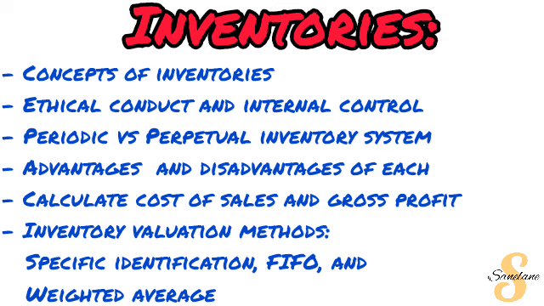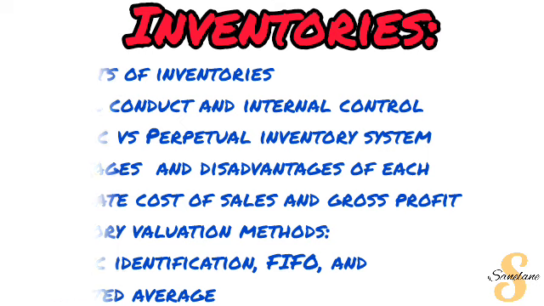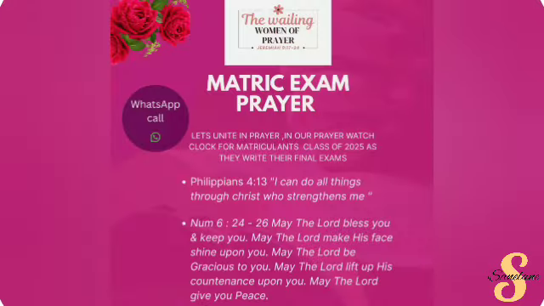Then you have to be comfortable with your comparison of the periodic and the perpetual inventory systems, as well as the advantages and disadvantages of each. Now the question may ask that, and then you also have to be comfortable with the calculation of cost of sales and gross profit using either one of our inventory valuation methods, which is the specific identification, FIFO as well as weighted average method.